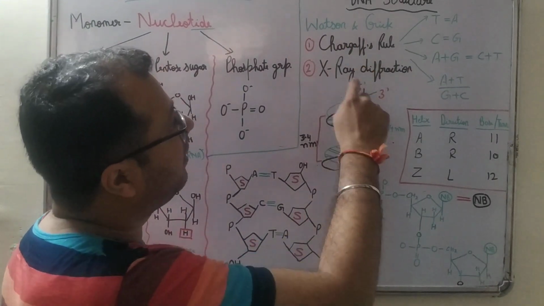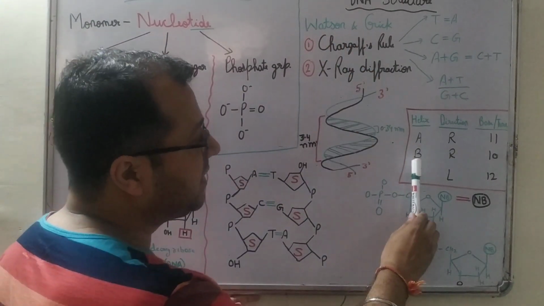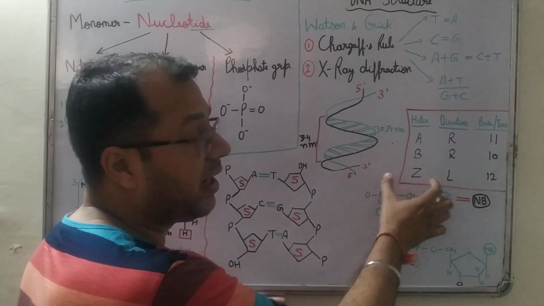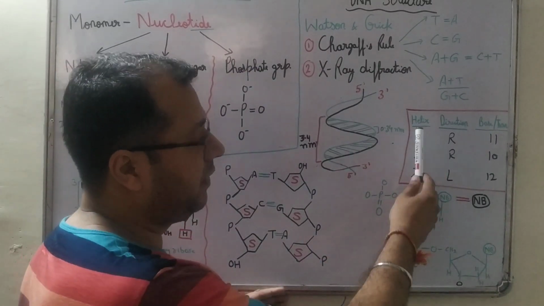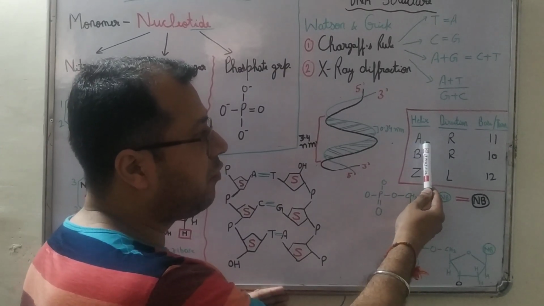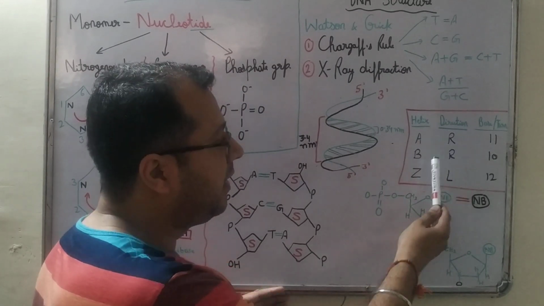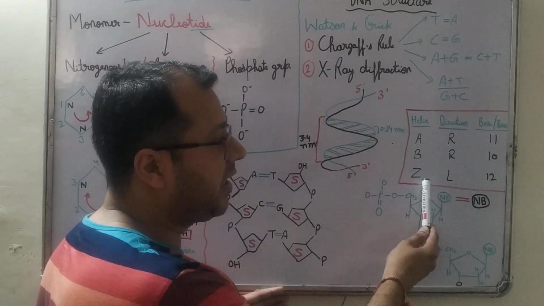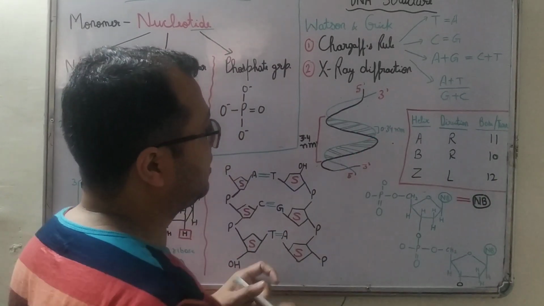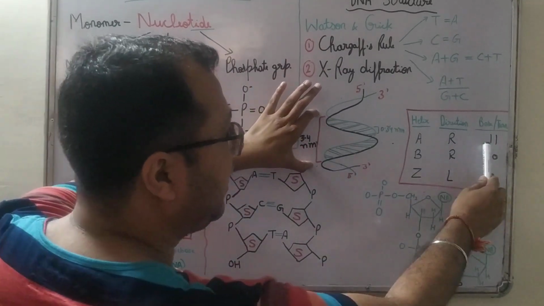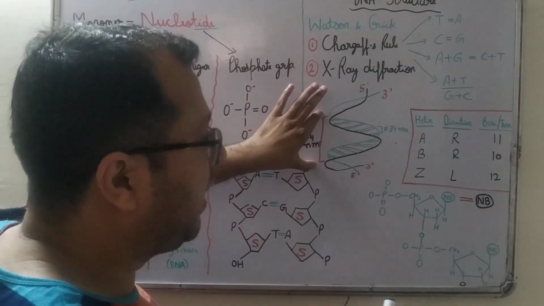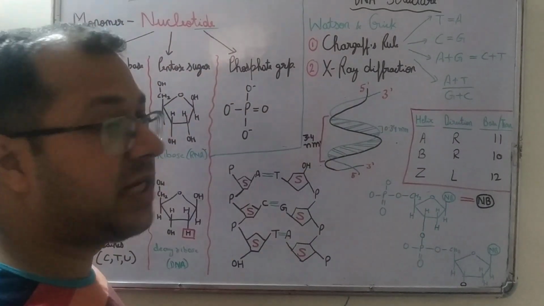The structure which was proposed by Watson and Crick is basically the B form of DNA, and this table shows different alternative forms of DNA. DNA can be of these types: A form, B form, and Z form. In case of A form of DNA, the direction of helix is right-handed. In B DNA also it is right-handed, whereas in Z form of DNA, the helix direction is left-handed. And the bases per turn, the number of bases in one turn, is 11 in A form of DNA, 10 in B form of DNA, and 12 in Z form of DNA.